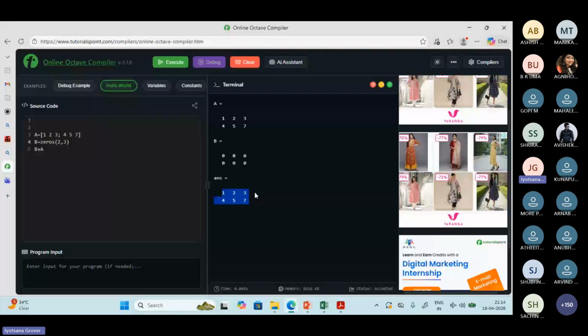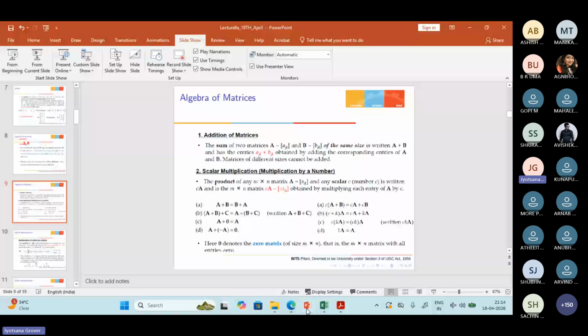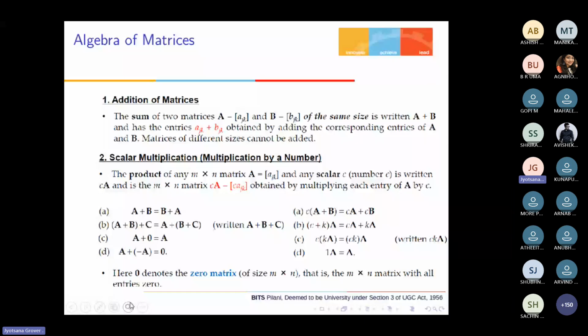Okay, now let's go ahead. Similarly, now here what you are doing is C into K. See this rule. C into, first you multiply scalar K with A. That means you multiply every entry of A with scalar K and then you multiply with C. The result will be same as this. That means you multiply C and K first and then multiply with A.